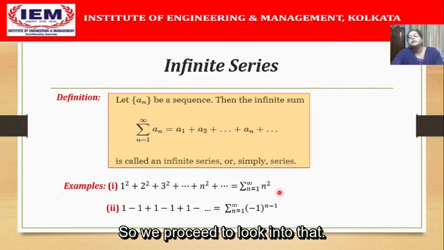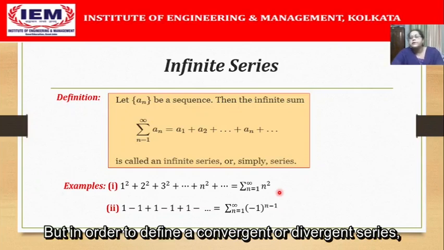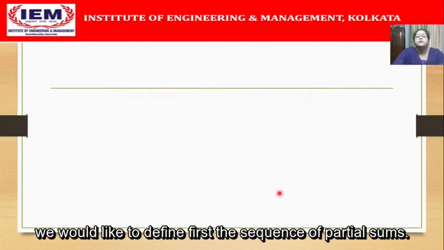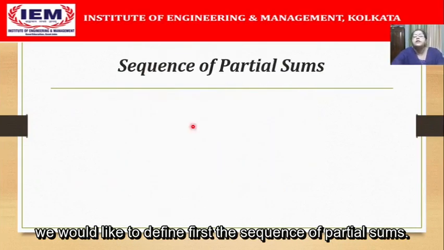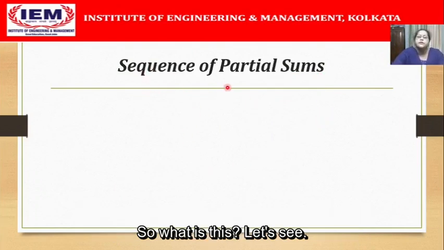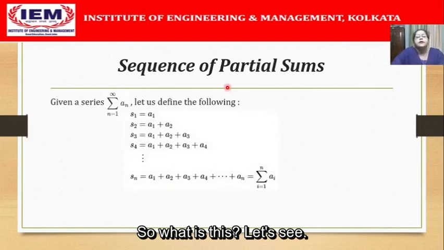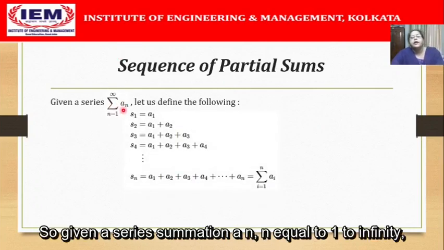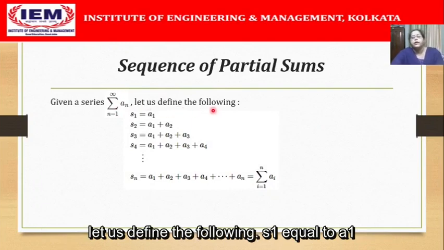So we proceed to look into that, but in order to define a convergent or divergent series, we would like to define first the sequence of partial sums. This concept will be needed for the definition of convergent or divergent series. So what is this? Let's see. Given a series summation a_n, n equal to 1 to infinity, let us define the following.